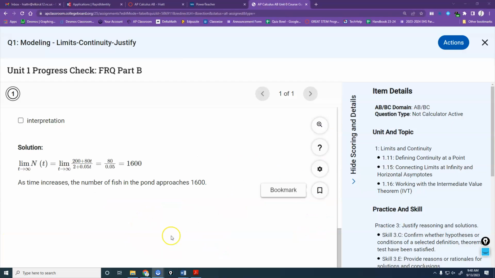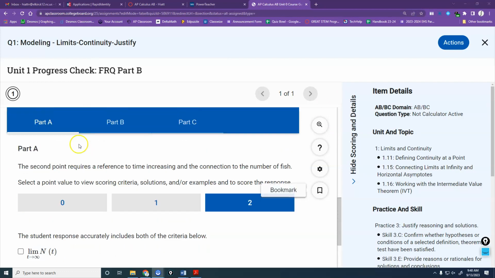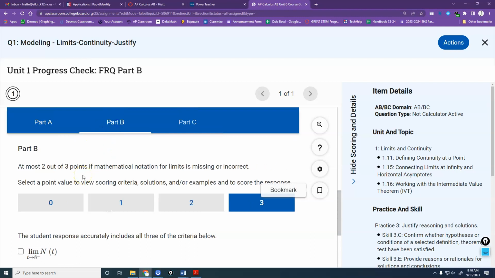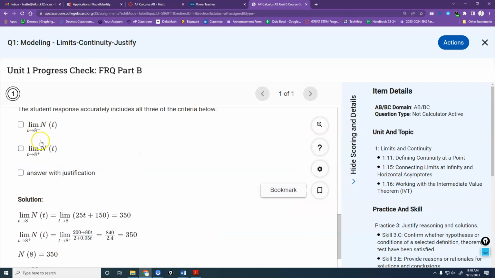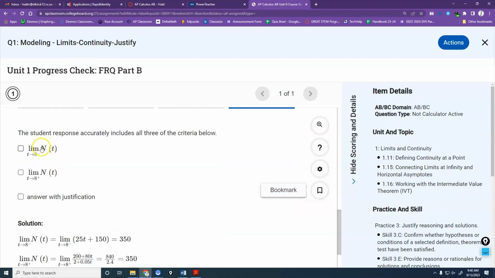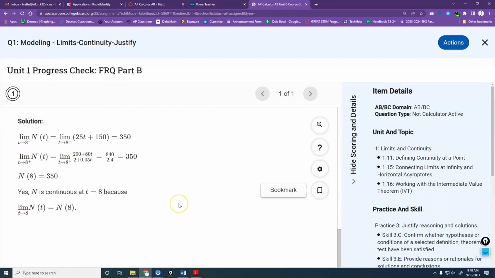All right, let's try answer for number 1. You would get a point for getting the limit right and a point for your explanation. Any questions on that? Anybody have it worded differently and want to know if theirs is okay? Then for part B, this is a continuity problem. It's a 3-point problem. You get a point for the limit from the left at 8, a point for the limit from the right at 8, and then your answer with justification.